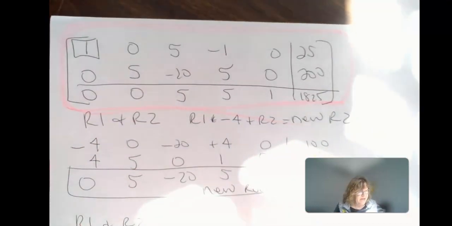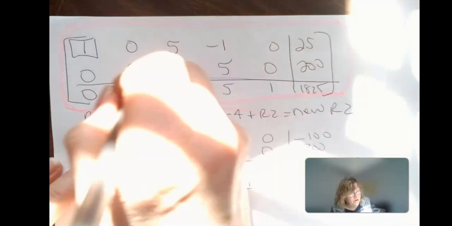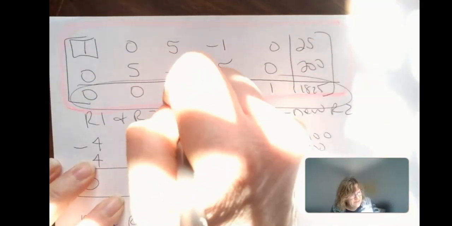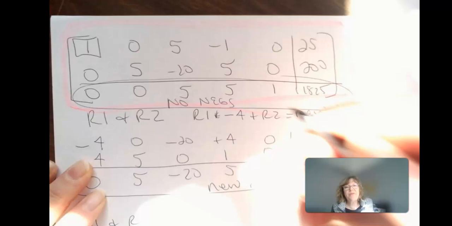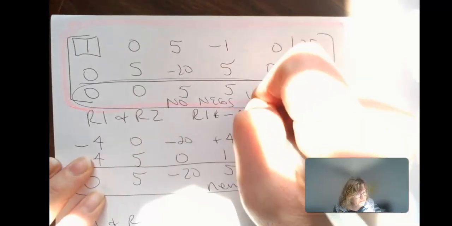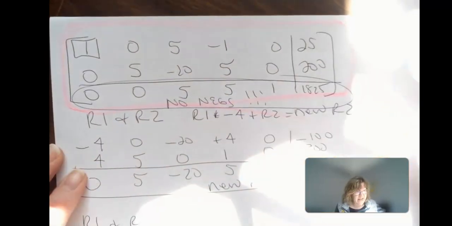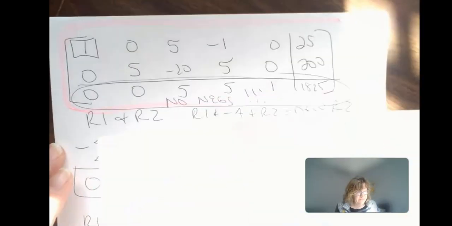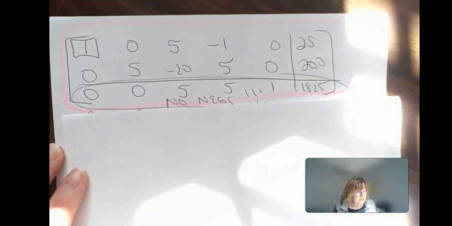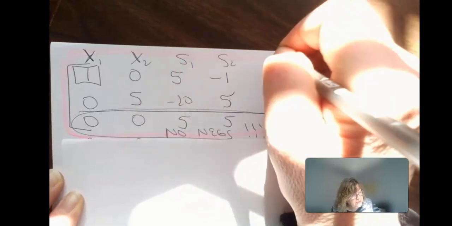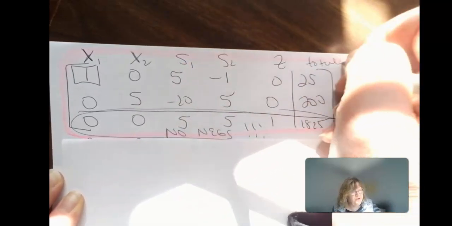Notice, look in the bottom row. What do you notice? There are no negatives in the bottom row. That is awesome because that tells you you are done and that this is a maximum, okay? So let's look at this. And again, let's label what our columns are. X1 for column 1, X2, slack 1, slack 2, Z, and then our totals over on the right.